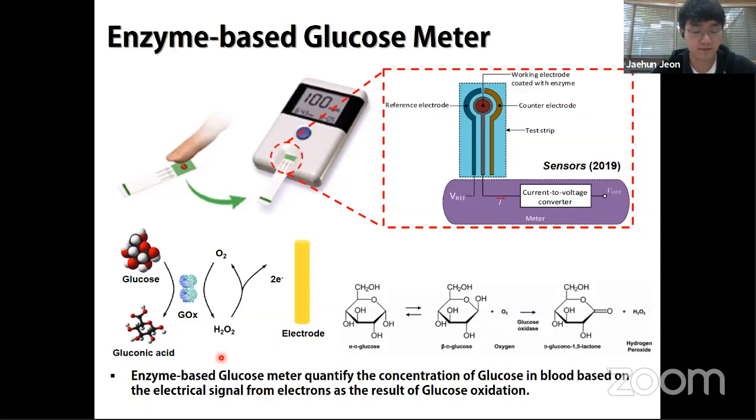Hydrogen peroxide is produced as the result of the glucose oxidation. When the blood of a patient is dropped on the strip, the glucose oxidase in the working electrode reacts with the glucose in the blood and generates electrons. It causes a different current depending on the concentration, and the concentration in the blood is quantified by measuring the electrical intensity.